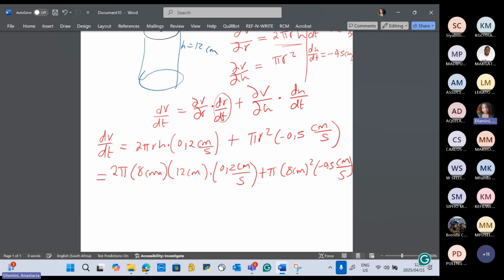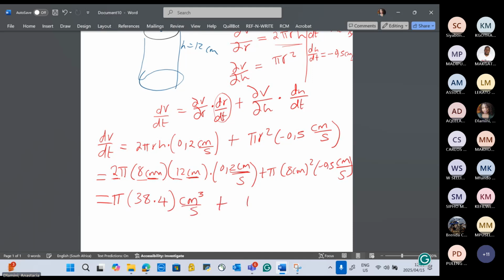So let's put the pi outside, guys. When you have 2 times 8 times 12 times 0.2, what do we get? 38.4. Now centimeter times centimeter times centimeter is what? Centimeters cubed, per second. Plus pi outside, 8 squared.